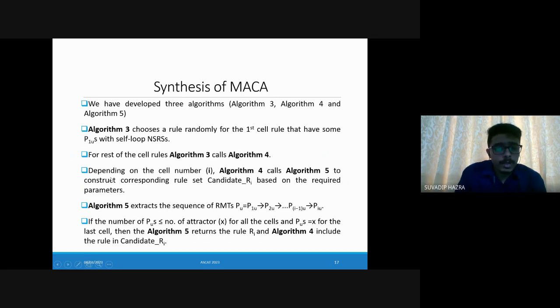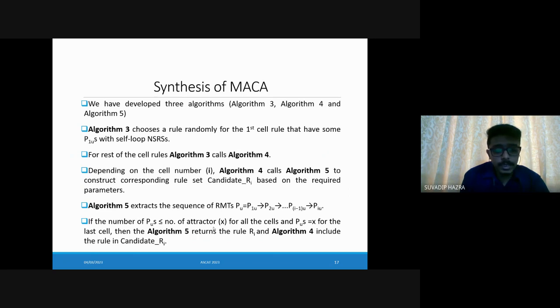Then algorithm 4, depending on the cell number, whether it is a first cell rule or second cell rule or intermediate, second last cell or last cell, will call algorithm 5 and send the required parameters to create the candidate set for the next cell. Next, algorithm 5 will extract the RMT sequence, and if the number of unique RMT sequences is less than the number of attractors, suppose we require X number of attractors for all the cells, if the number of attractors is less than X, it will return that rule.